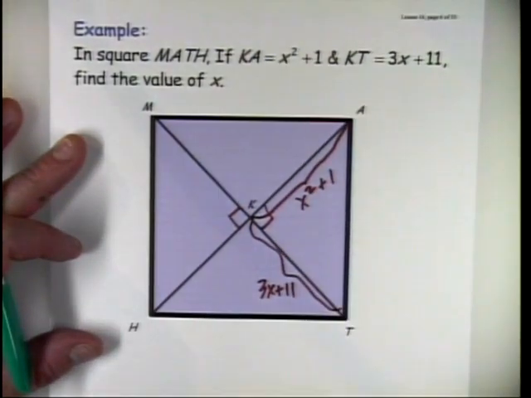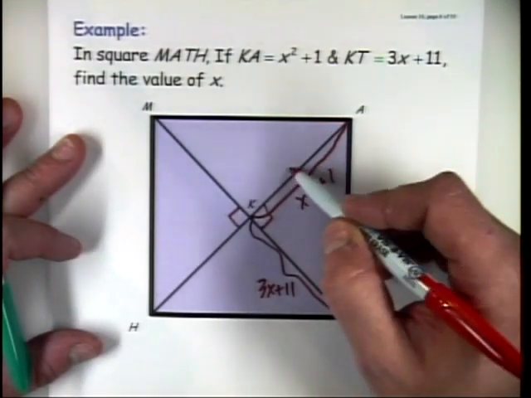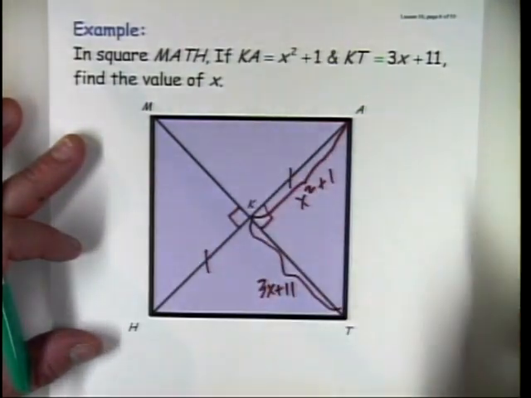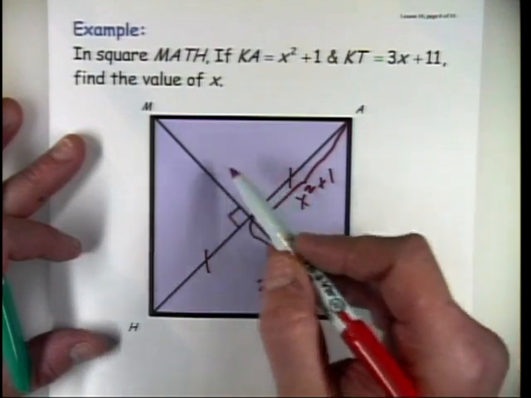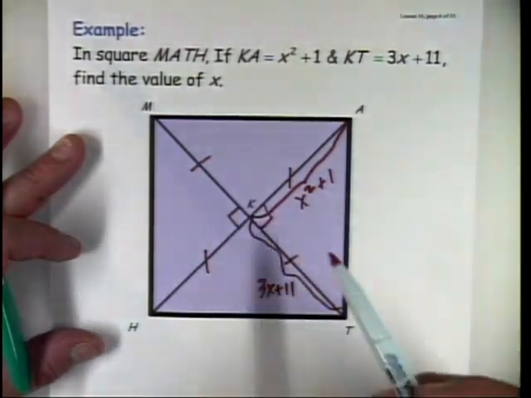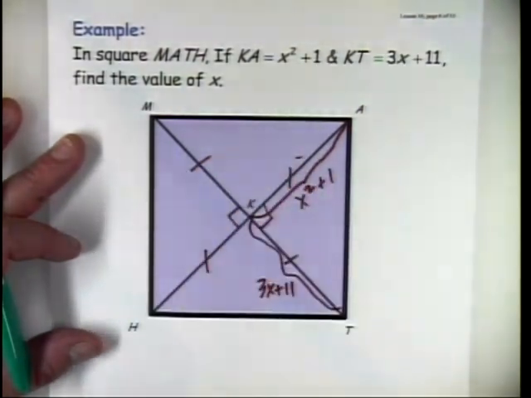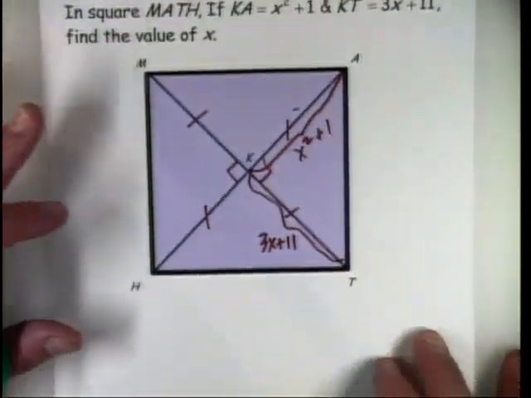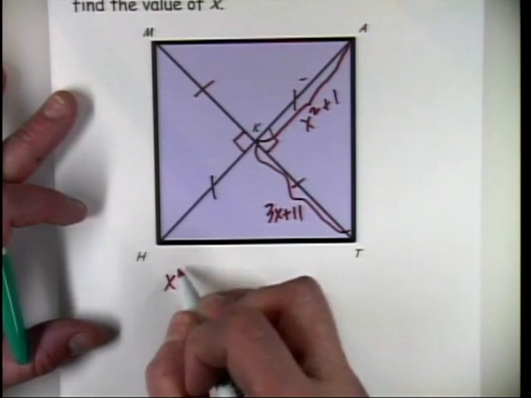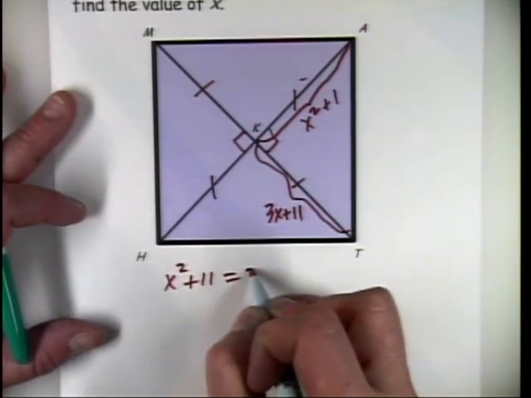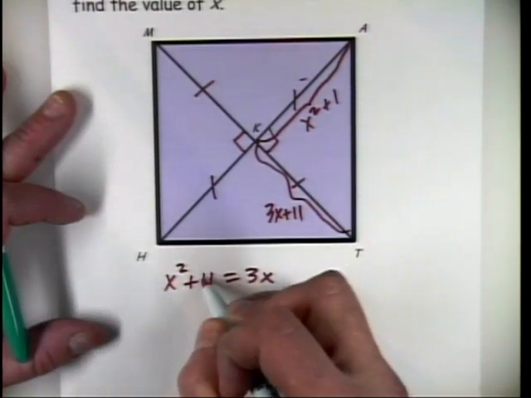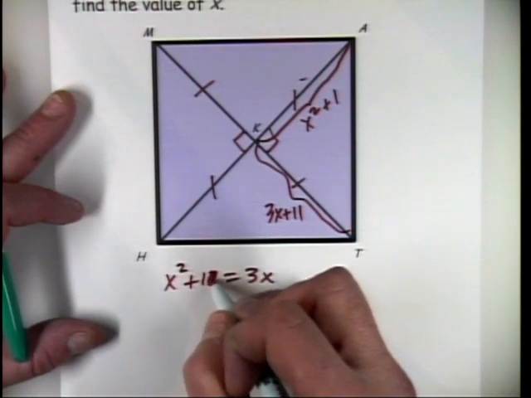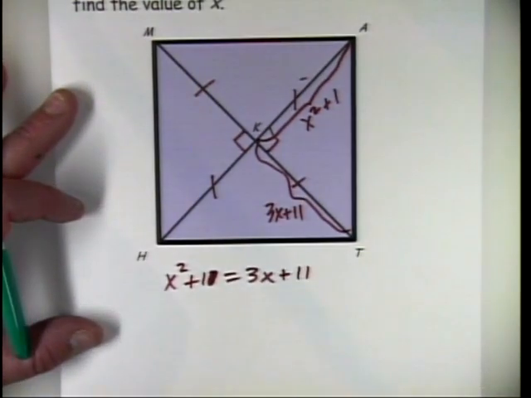Well, remember, in a square, the diagonals bisect each other, so I know that this is equal to that. But because it's a square, we also know that this and this bisect each other, and they're actually the same measure as the other ones, all the way around. Okay? So these two are actually equal to each other. So I can set up a little equation here. x squared plus 1, my bad, equals 3x plus 11.